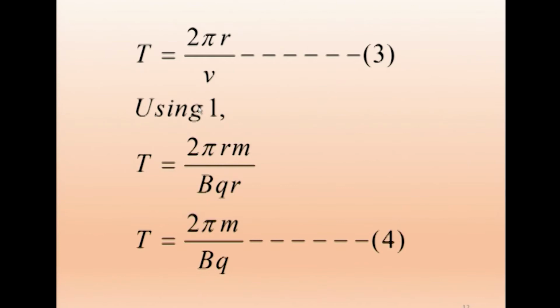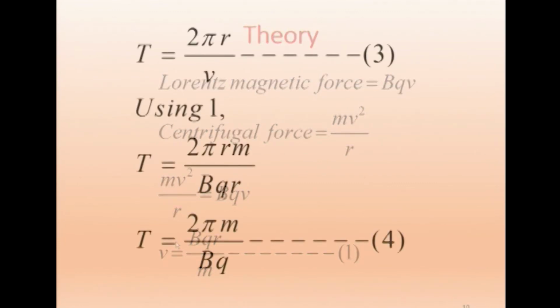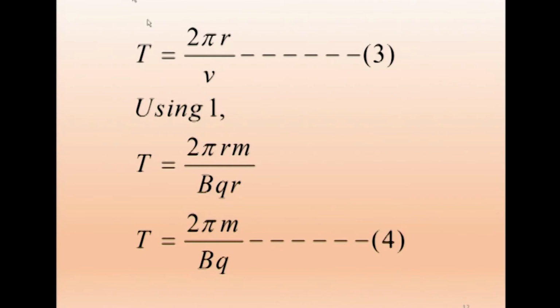Already in equation 1 we had that expression for velocity. I will go back to equation 1 to recall it. Velocity is bqr by m. So that bqr by m is substituted here, and I get T equal to 2 pi, where r gets cancelled. So T equals 2 pi m by bq.